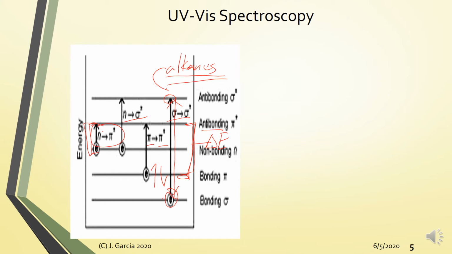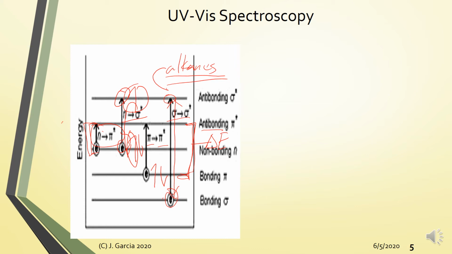Now, for luminescence or fluorescence spectroscopy, it is the reverse. After absorption, for example an n to pi star transition, the electron is excited to this particular energy level. After relaxation, it goes back to its original orbital. If this is accompanied by the emission of radiation, then you have fluorescence or phosphorescence, whichever route the electron took.